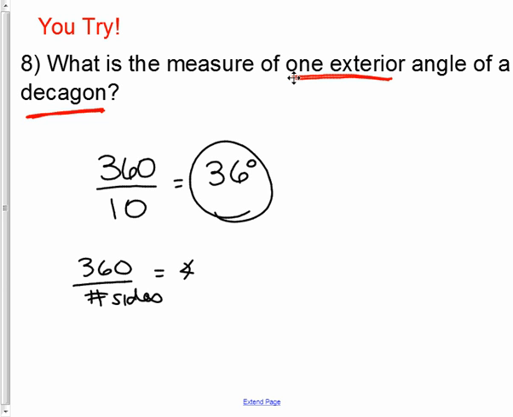Okay, and that is pretty much it. So make sure you know how to get an exterior angle, how to get an interior angle. And you have to know the names of your polygons, how many sides each one has as well. That's it for today.